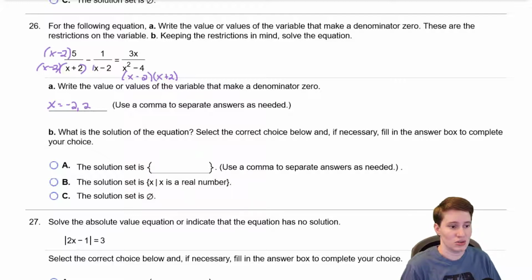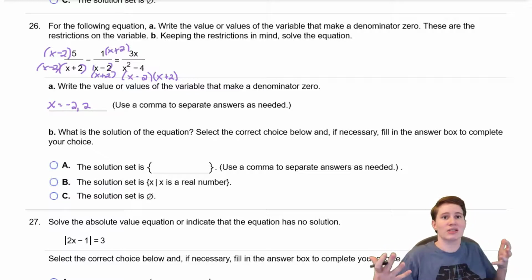I need an x plus 2 here to get my common denominator. So I multiply by x plus 2 here. That's not actually something that is completely mathematically sound. It is the best we can do. It actually works pretty well.